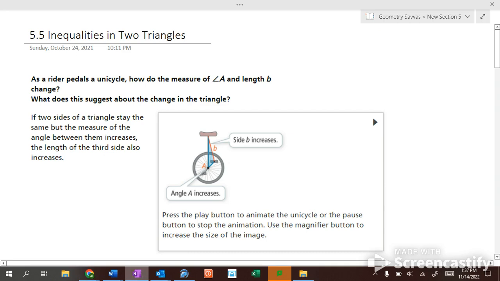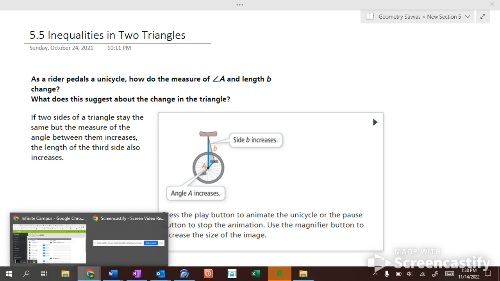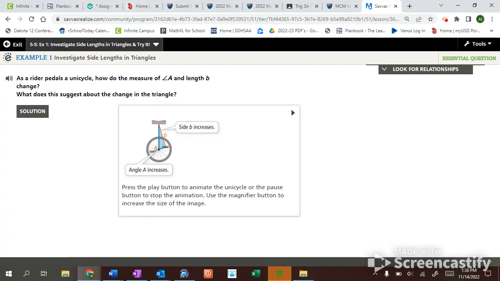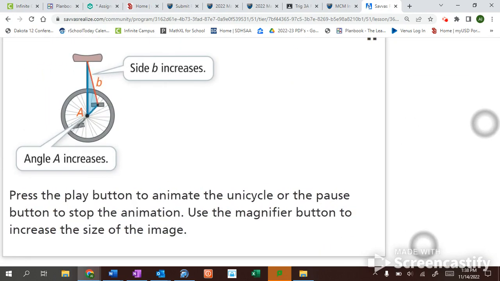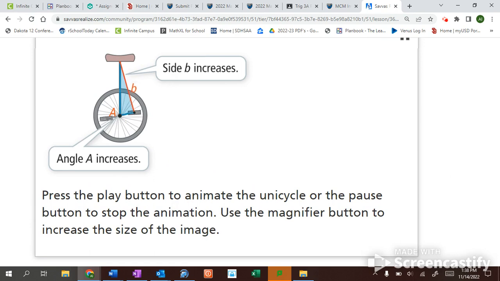All right. A rider pedals a unicycle. How does the measure of angle A and the length of side B change as the rider pedals? So let's look at the video of it. Okay, we'll zoom in. What happens to side B as angle A gets bigger? Side B gets longer. Side B increases as angle A increases.